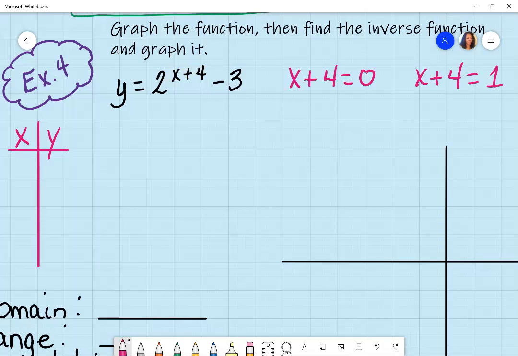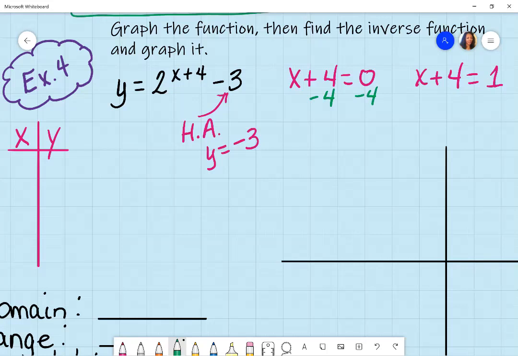Now with the exponential function, I already should know that whatever my constant is, that's going to be my horizontal asymptote. My horizontal asymptote is shown as y equals, and then that constant. So we already know that part. All right, so let's go back over to x plus 4 equals 0. What I'm going to do is subtract 4 on both sides. That's going to result in x equals -4.